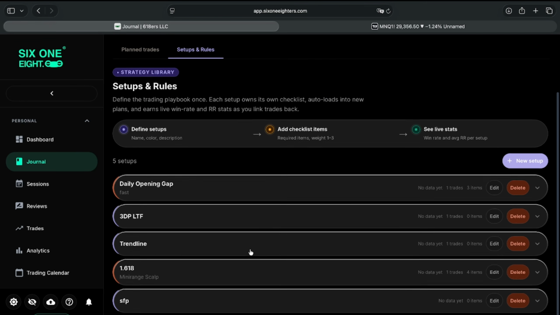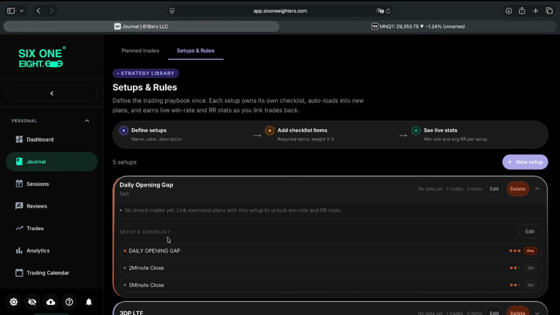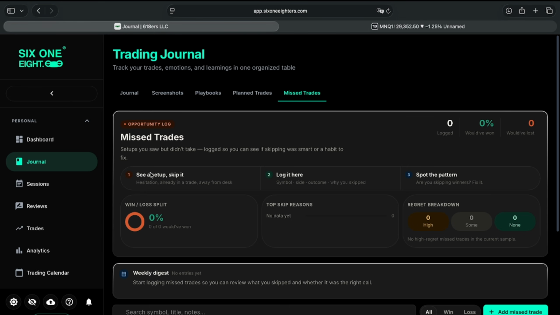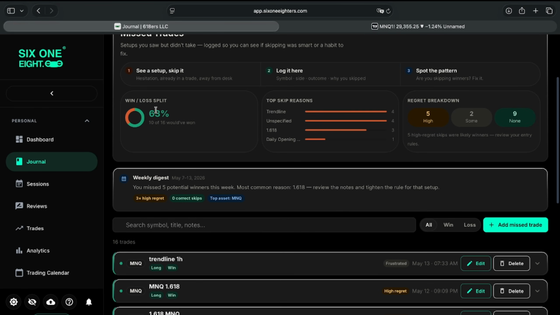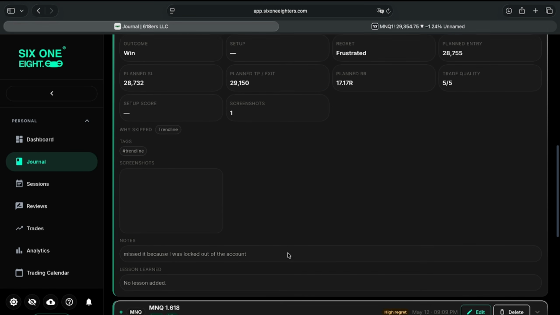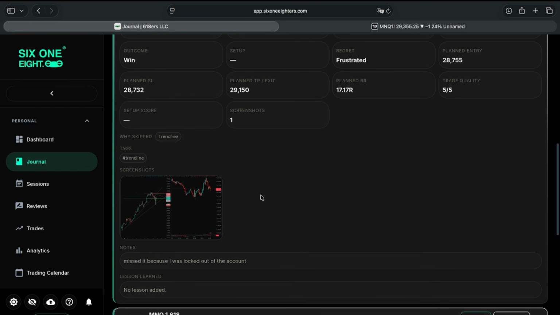But I can also define all my setups here. For example, daily opening gap, it needs a 2-minute close, 5-minute close, and so on. This is all what you can do. Or if I miss the trade, I can put it here and then I can collect the data. Did it actually work out, or did I miss it and it wasn't as good?